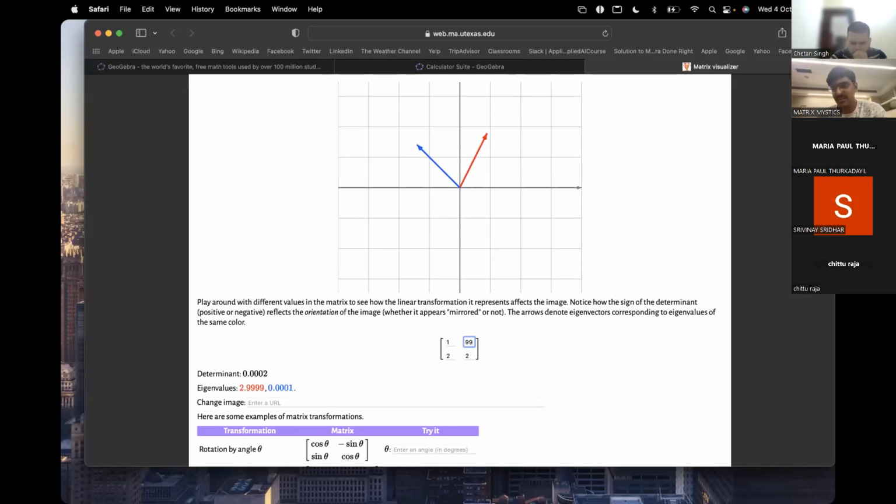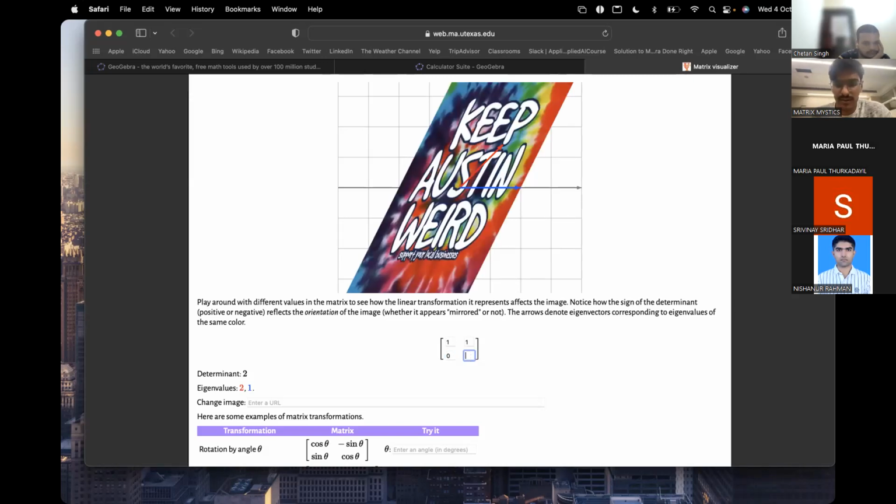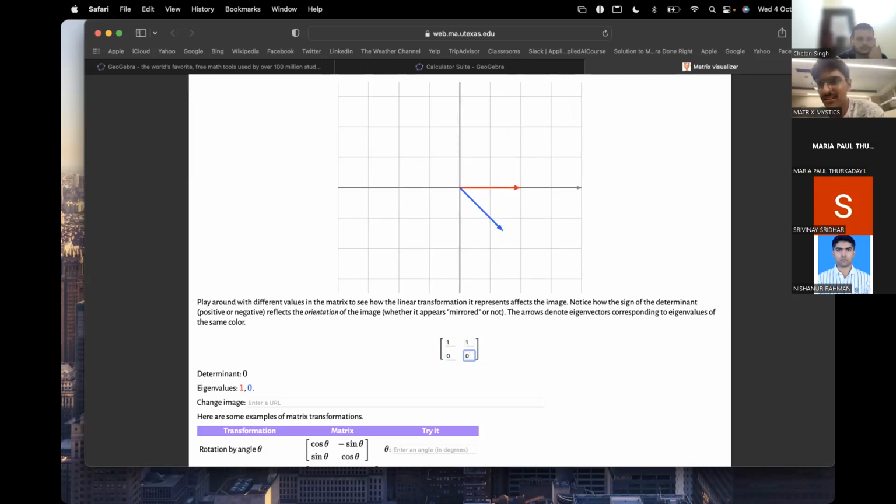Yeah, sort of. Is it the same as 1, 1, 0, 0? Yeah, 1, 1, 0, 0 also gives the same result, because basically the first column is taking I cap to I cap itself, and the second column is taking J cap to I cap again. So both of them lie on the same line, right? That means the image shrinks to one line itself, and we cannot see it anymore.